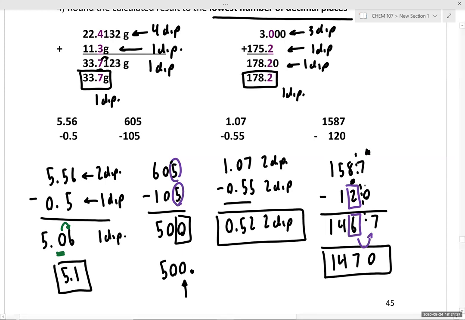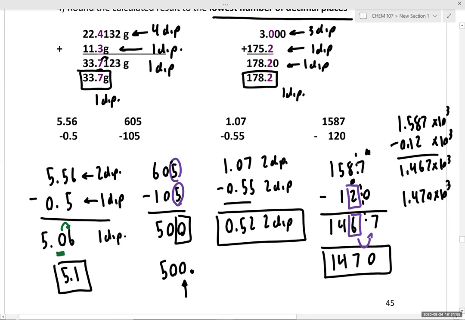To make this easier to see, we can also write this as 1.587 times 10 to the third minus 0.12 times 10 to the third, in which case we'd get 1.467 times 10 to the third, which we could round to 1.47 times 10 to the third. I'll showcase this method in a moment if you're more comfortable with decimals.